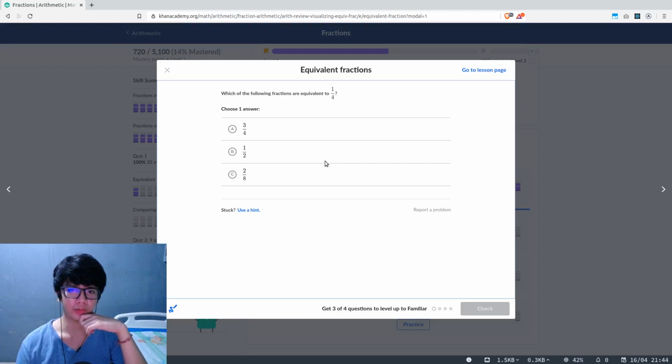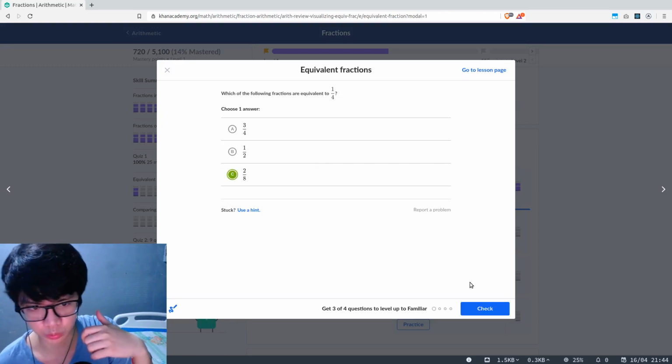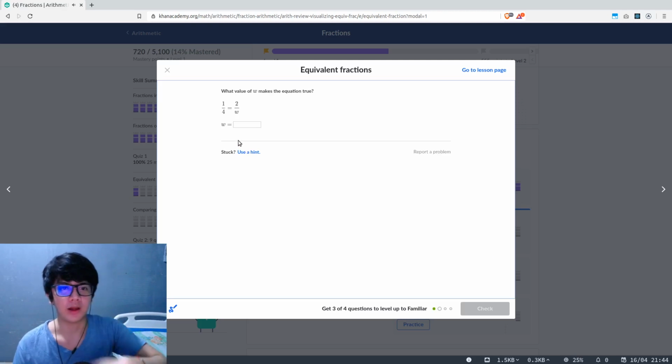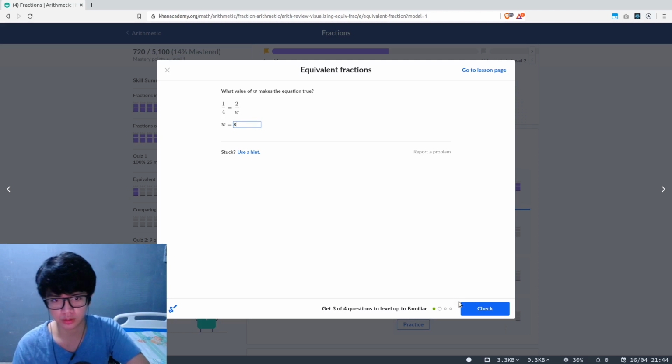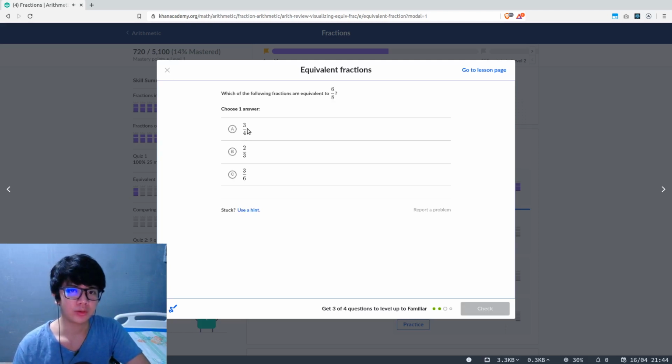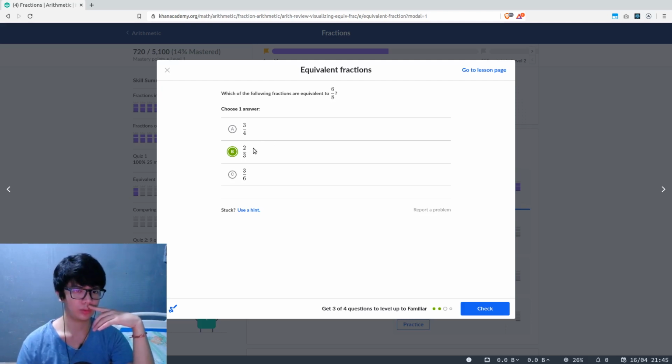We should find a fraction equivalent to 1/4. It's to 8. What value W makes the equation true? Let's jump to 2, so it's going to be 8. Sure, fractions are equivalent to 6/8. Let's see. It's going to be 2/3, right? I mean, yeah, it's 3/4 actually. So if I divide by 2, we get, okay.